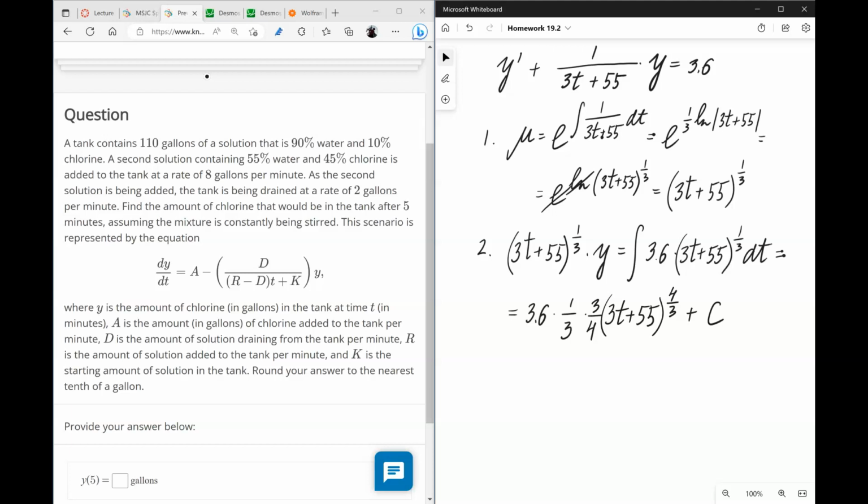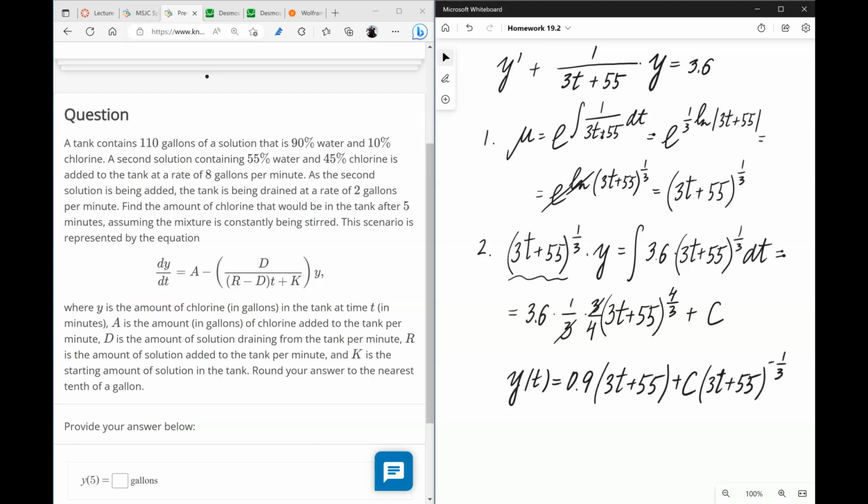And now we have to isolate y, so we divide both sides by this. So we have, what's 3.6 divided by 4? It's 0.9. 3t plus 55 plus c times 3t plus 55 to the power negative 1/3.